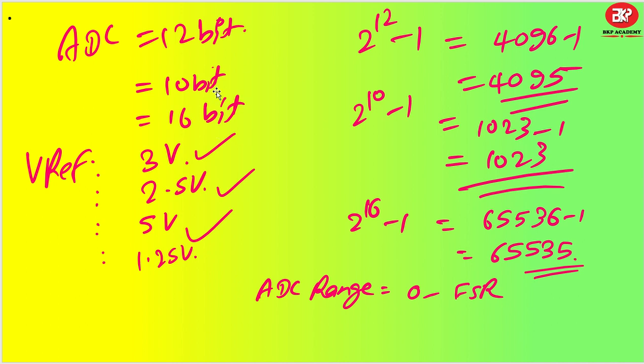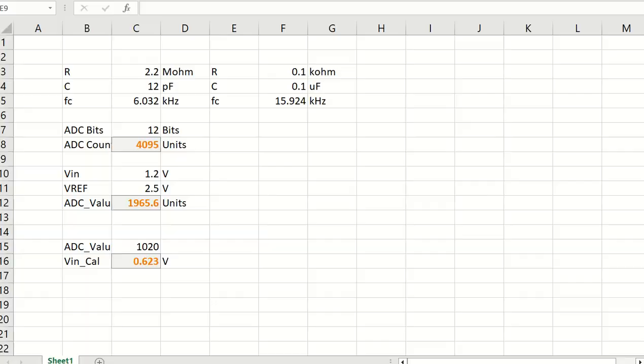Now, what is the ADC counting? How does it work? If you have 12 bits, then it will be 2 to the power 12, which is 4096. So the counting will be from 0 to 4096 counts. Similar to that, 2 to the power 10 minus 1, that is 10-bit ADCs, so it will become 0 to 1023. Similarly, if it is 16 bits, then it will be 65,535. So this is the range that the ADCs will have. All right. With this, let us do a little more calculation.